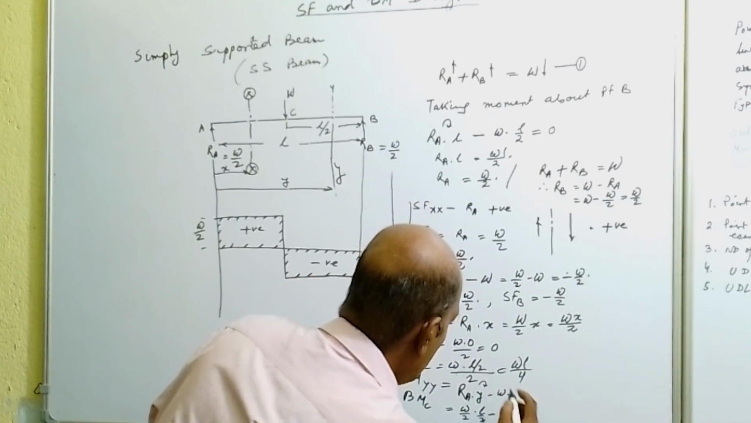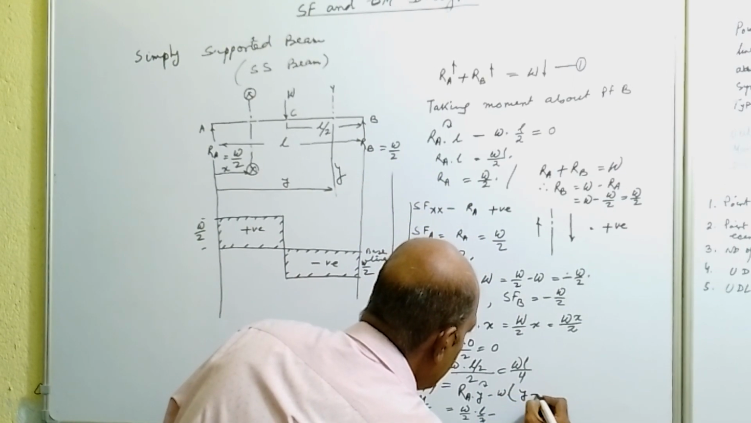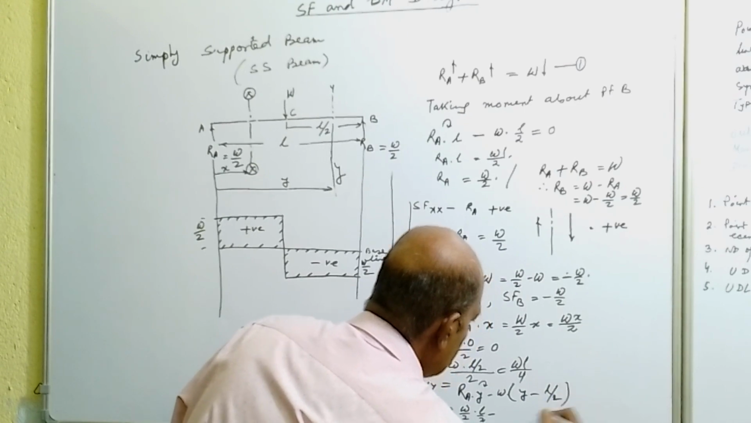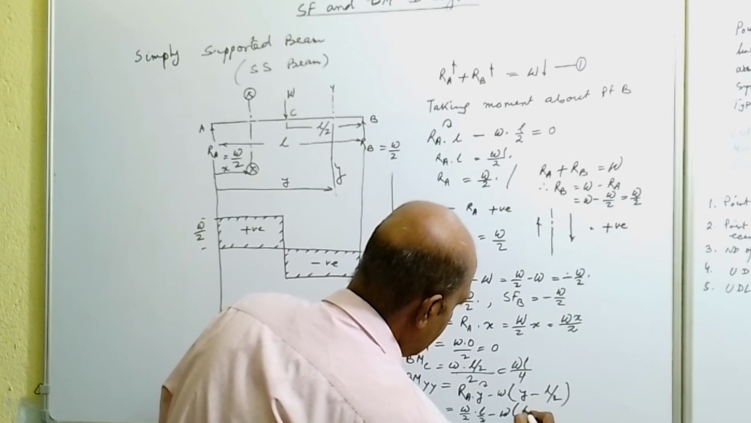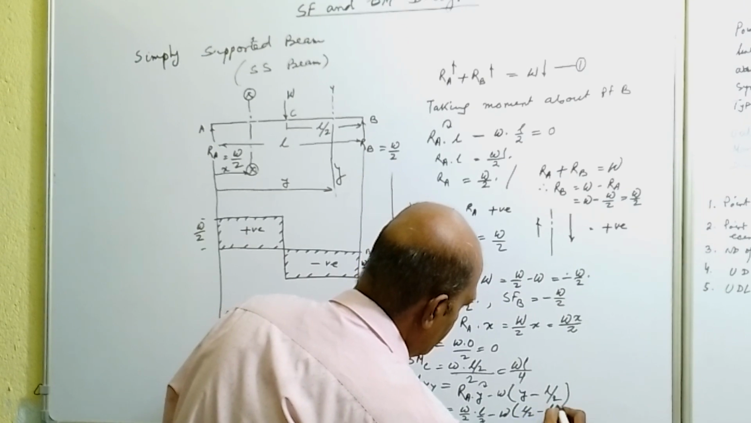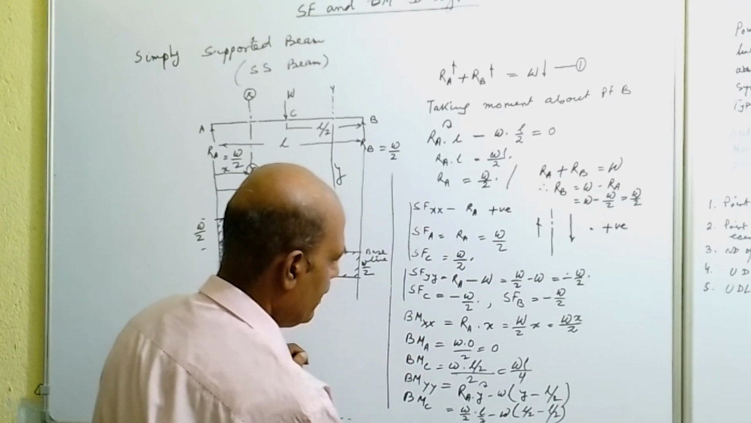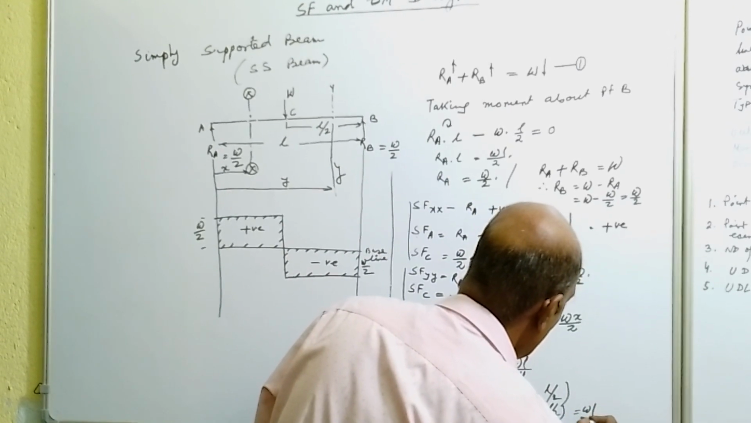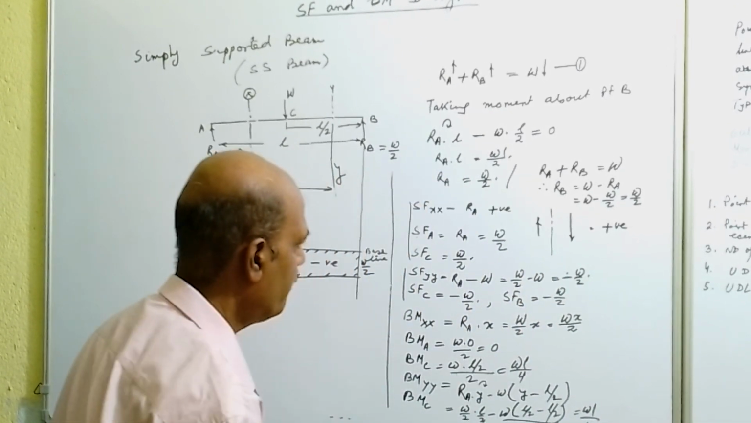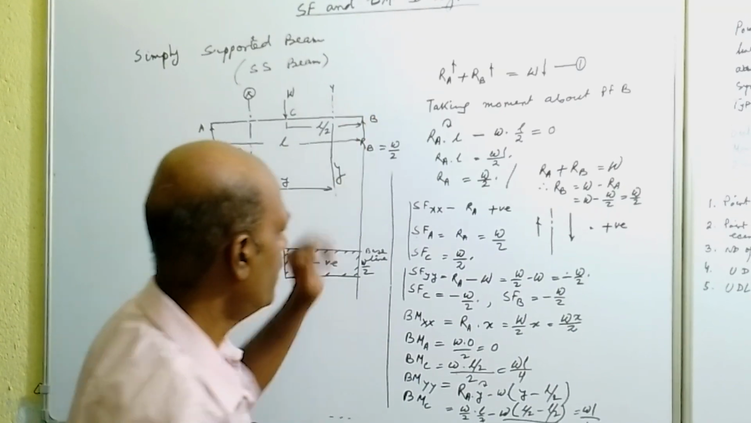W into Y minus L by 2. So minus W into Y is equal to L by 2 minus L by 2, so that this part will be 0. So it will be WL by 4. Remain same. And slide the section to point B.